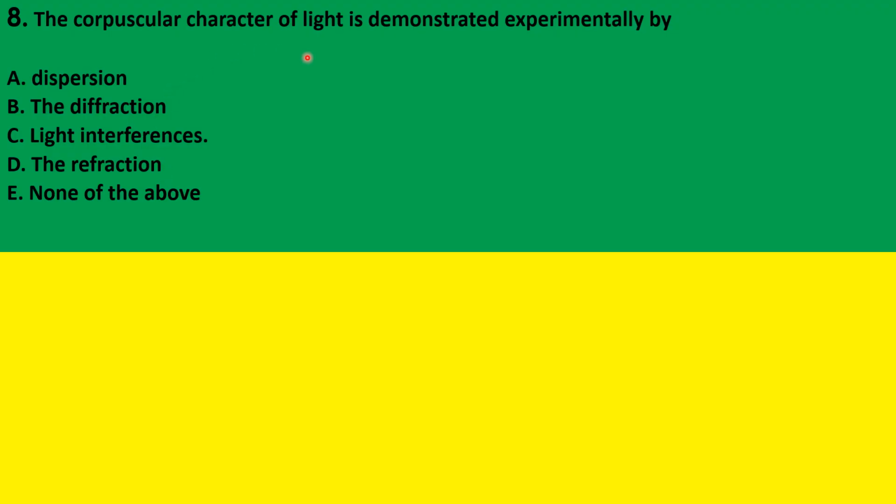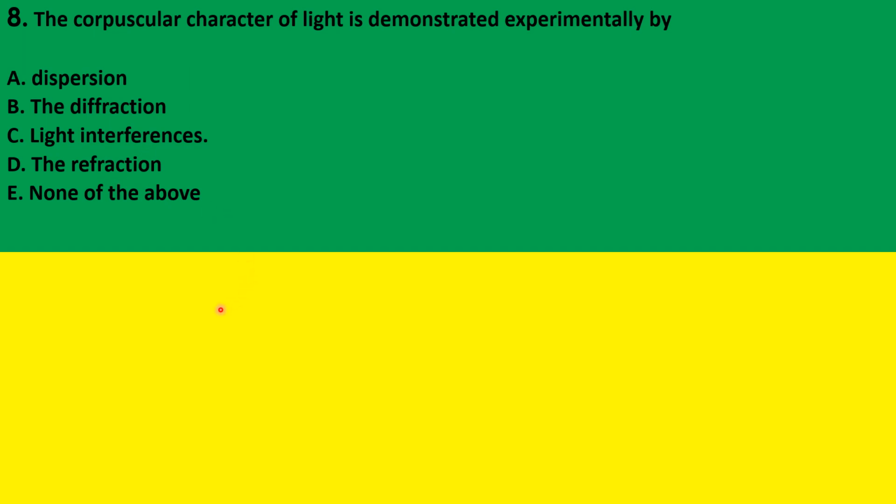Okay, the corpuscular character of light is demonstrated experimentally by. Now, all of these options are just options that can be investigated or are demonstrating the wave character of light. So corpuscular means that if we don't want to look at light as a wave, can we look at it as particles? Of course. Newton actually proposed this and called those particles corpuscles. But the problem is that, particularly for refraction, the corpuscular theory could not even explain refraction.